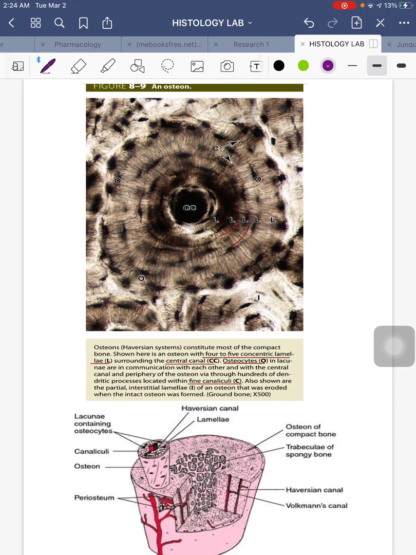So here is your osteon. This is one of your units for your bone, no? This is your compact bone there. So here in your compact bone, an osteon is said to be one of the basic units of bone. So let's just dissect the parts, okay? So here in the center is your central canal. What's important with your central canal is that it contains your blood vessels.